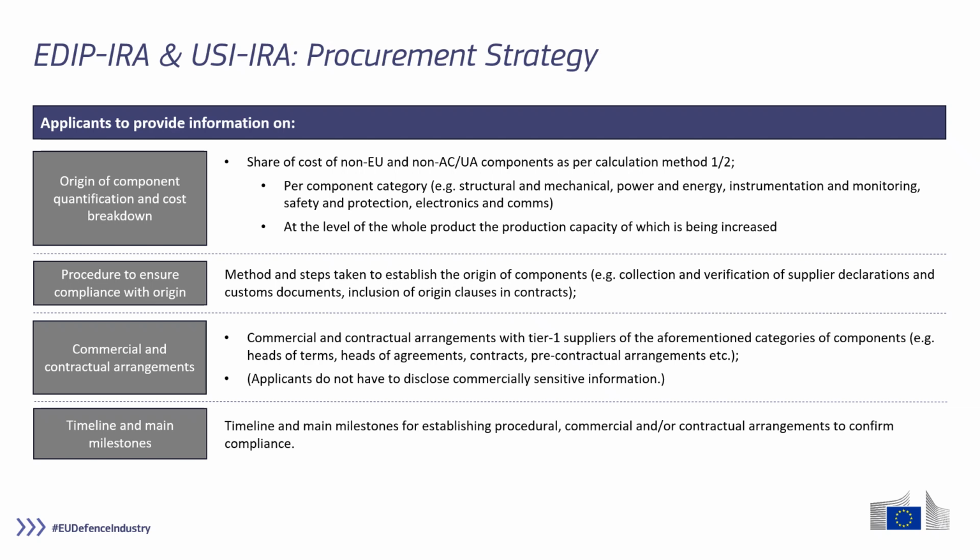In the third section, applicants are asked to provide information on the commercial and contractual arrangements with Tier 1 suppliers of the aforementioned categories of components. Examples include heads of terms, heads of agreements, pre-contractual arrangements, and contracts. Applicants do not have to provide the names of suppliers, volumes of orders, prices, or any commercially sensitive information. In the last section, applicants are prompted to lay out the timeline and main milestones for establishing procedural, commercial, and/or contractual arrangements to confirm compliance.